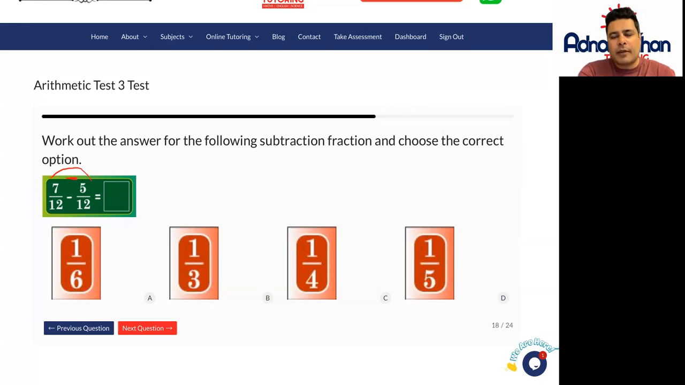So 7 take away 5 is simply just 2, and then draw the fraction line underneath. And the denominators, because they are exactly the same, we will leave them as being exactly the same. So the answer is 2/12.